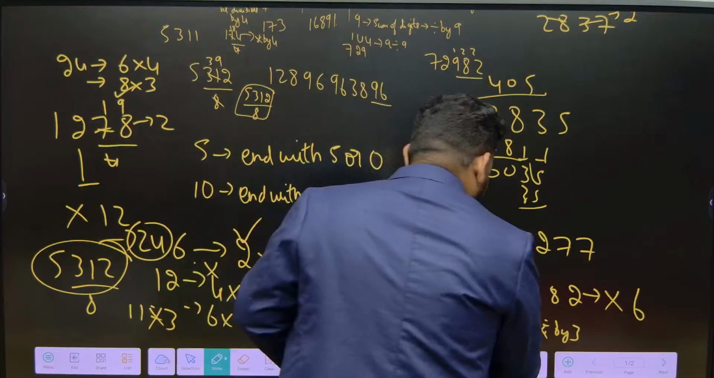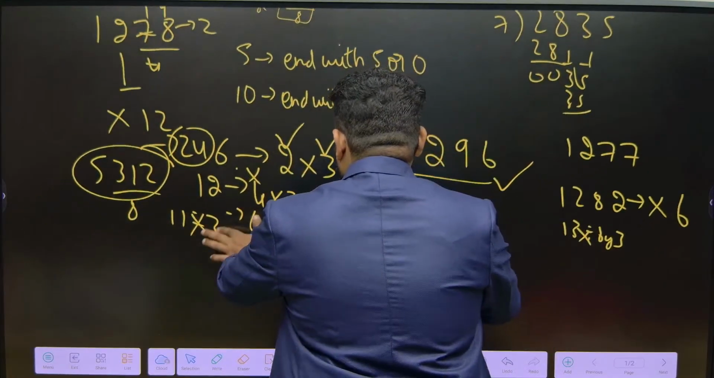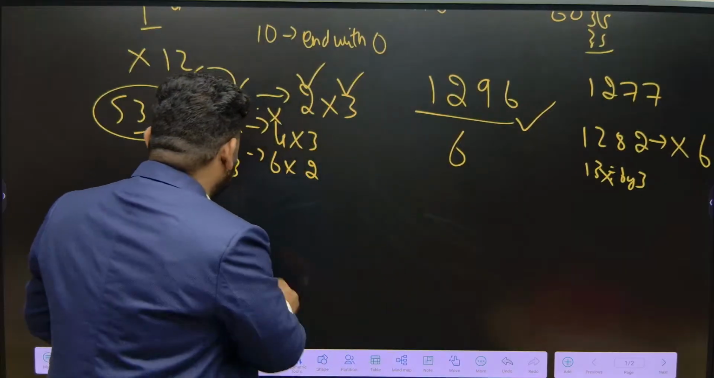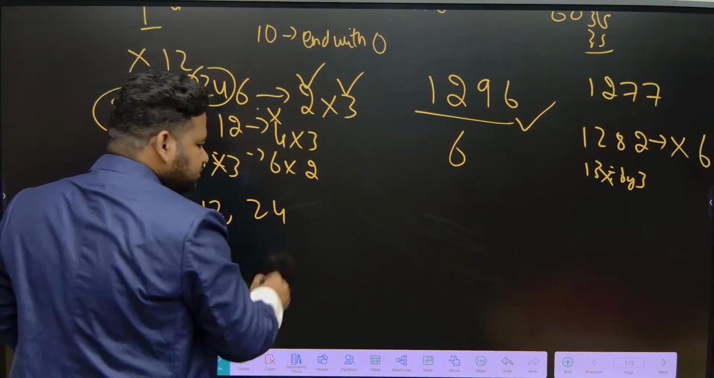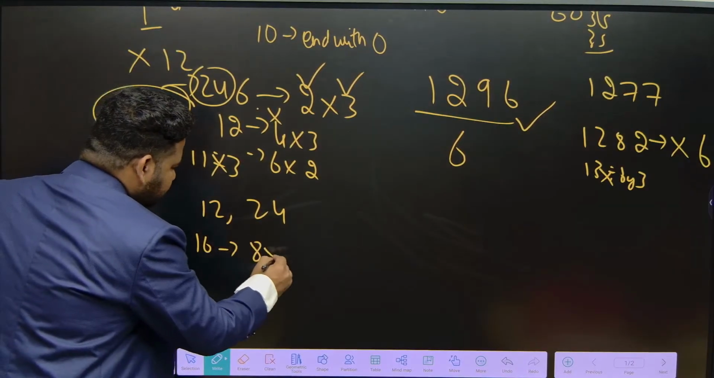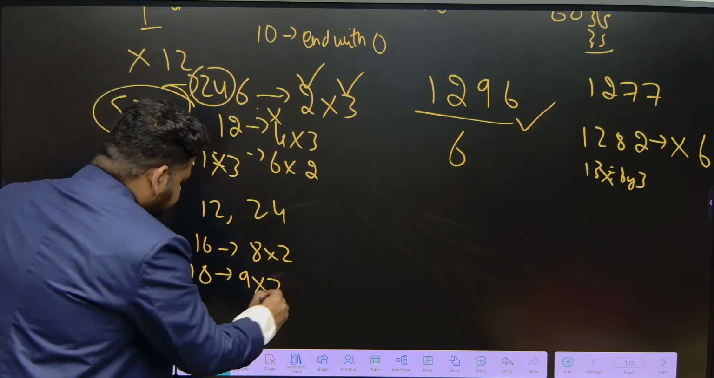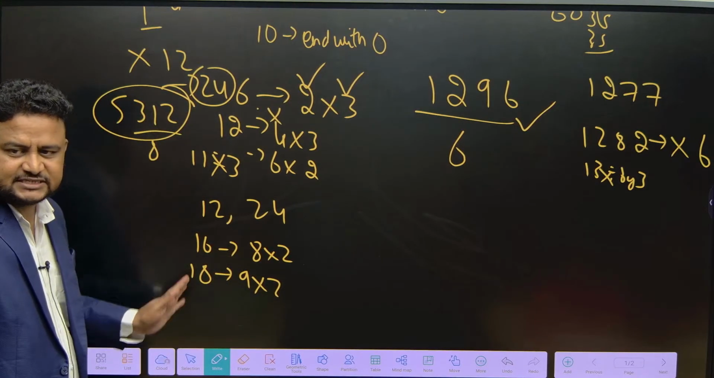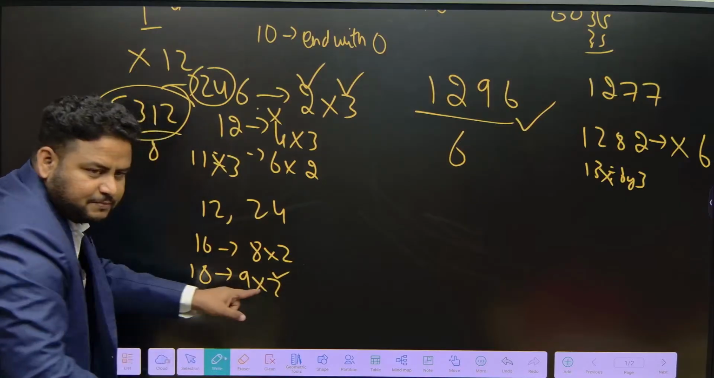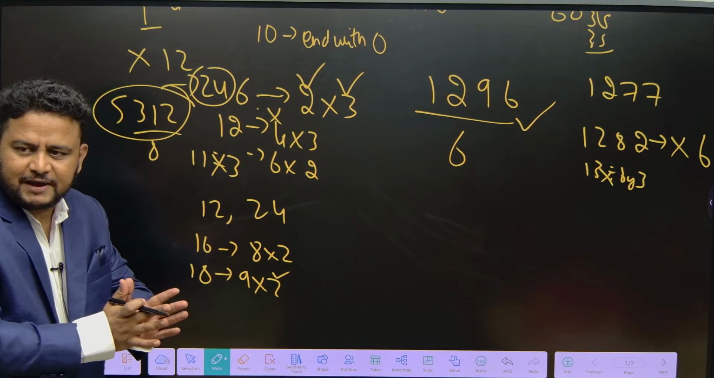Like this you can do even for other numbers. We learned 12 and 24. Suppose they give 16. What you can do? You can write it as 8 into 2. If they give 18, you can check for 9 into 2. For 18, first you check whether it is an even number, so that it is divisible by 2. Then you check for 9. For 9, the sum of the digits should be divisible by 9.